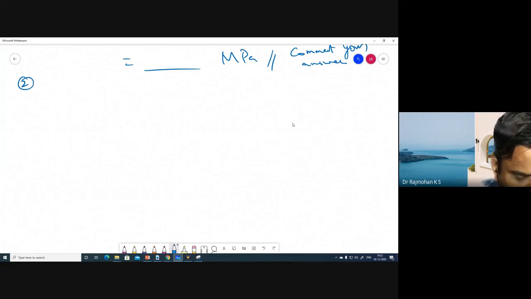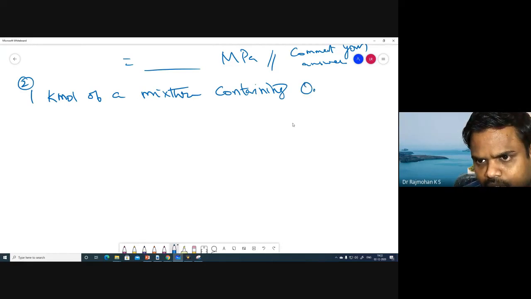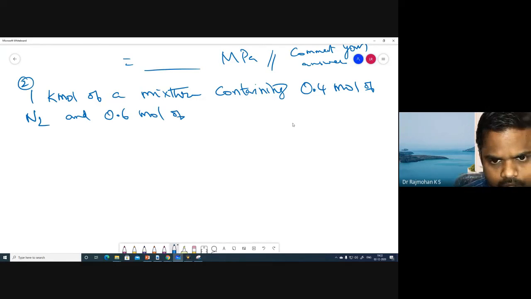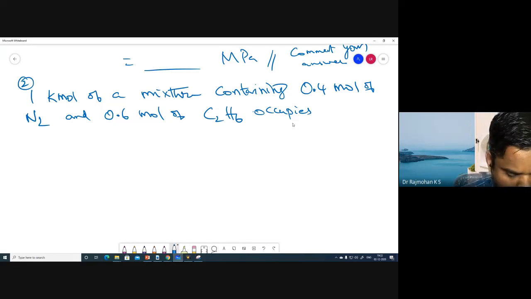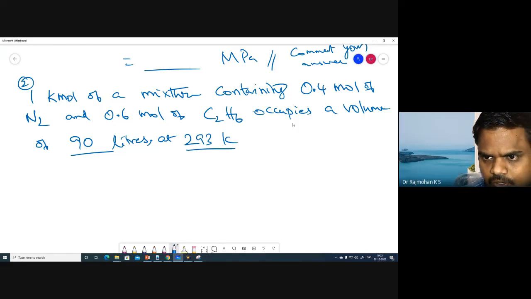Next problem. 1 kilomole of a mixture containing 0.4 mole of nitrogen and 0.6 moles of C2H6, ethylene, occupies a volume of 90 liters at 293 Kelvin. Just note down the given data.